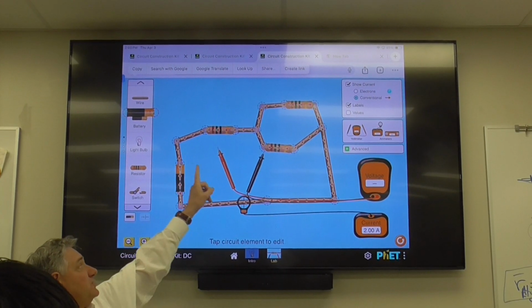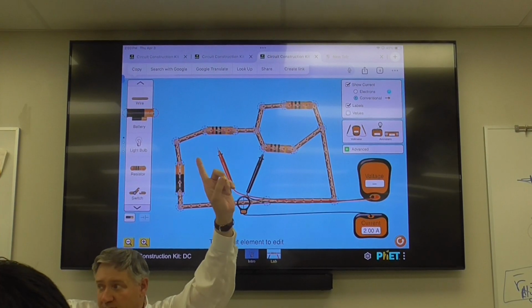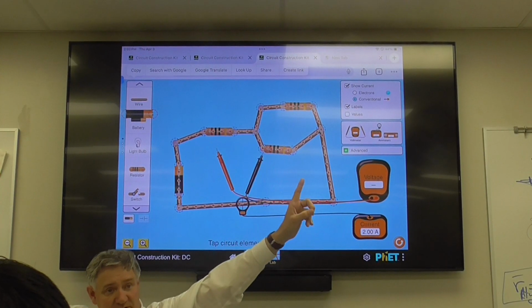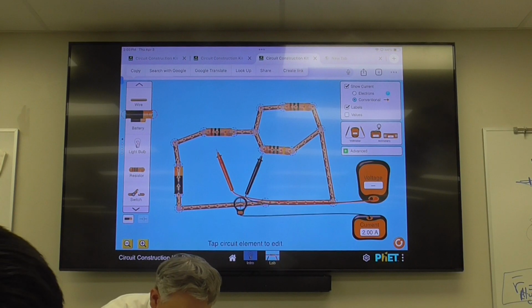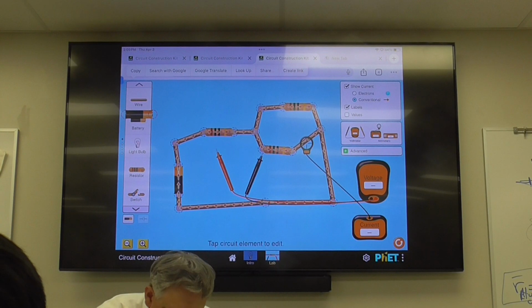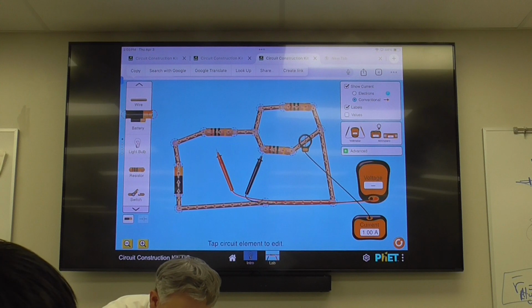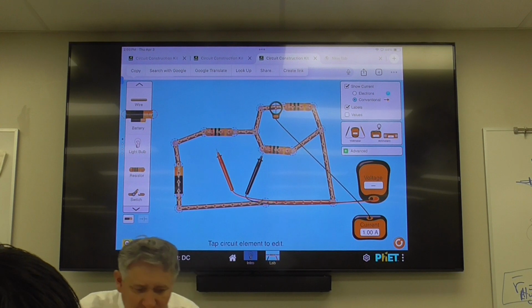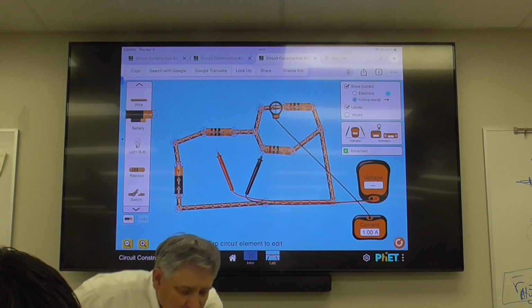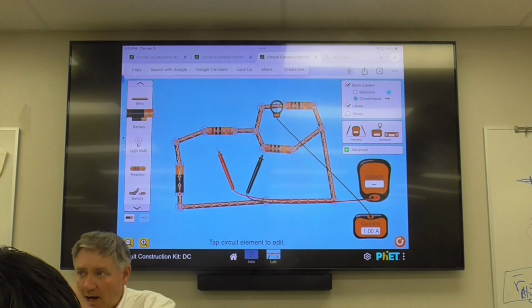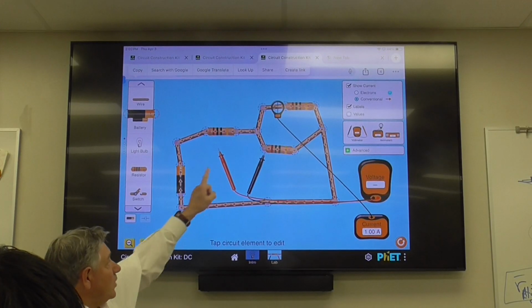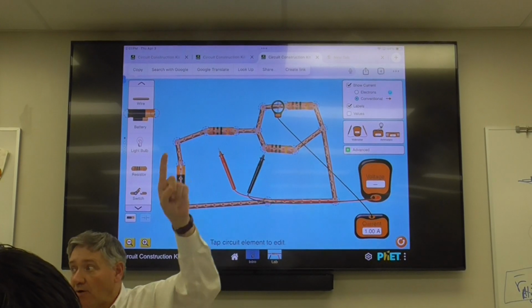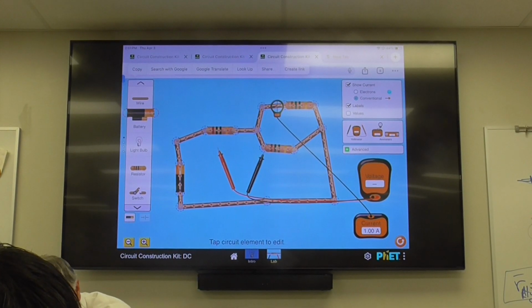So if I've got 2 amps coming in and I have 2 equal resistors, what's going to be the current going to each one? 1 amp, right? Don't believe me? Miracle of modern technology. I get 1 amp there. I got 1 amp there. Okay? So if I verify it, I have 1 amp going into a 10 ohm resistor.